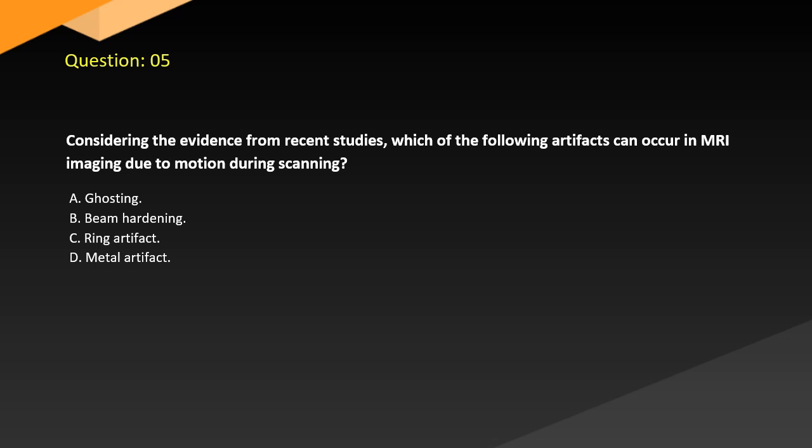Question 5. Considering the evidence from recent studies, which of the following artifacts can occur in MRI imaging due to motion during scanning? A. Ghosting. B. Beam hardening. C. Ring artifact. D. Methyl artifact.